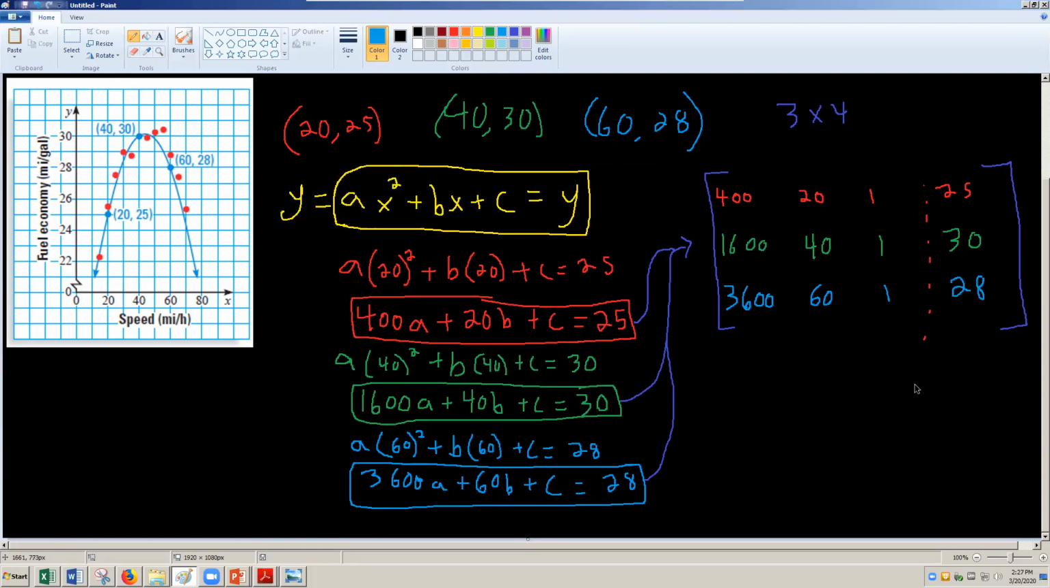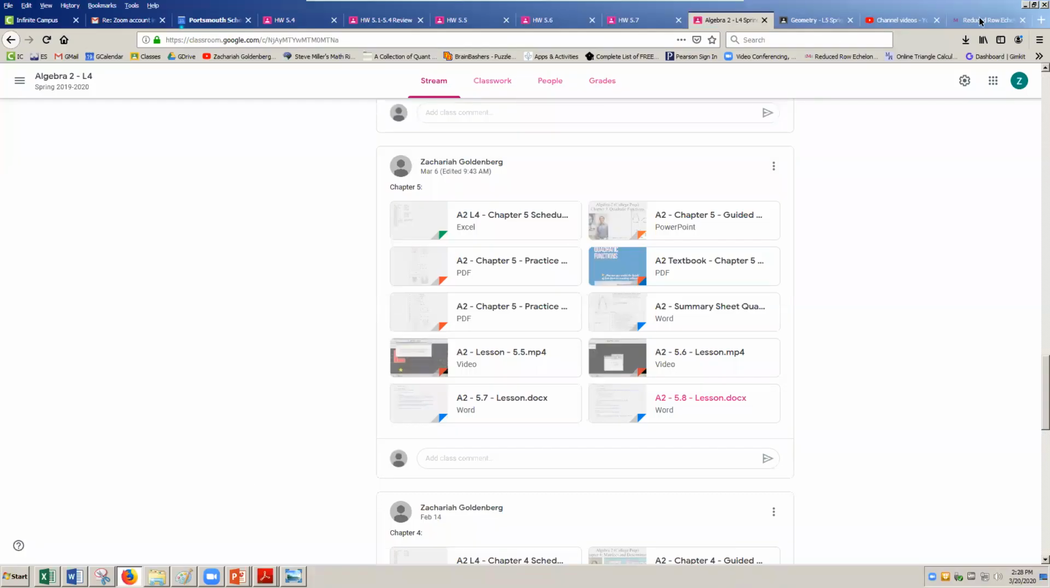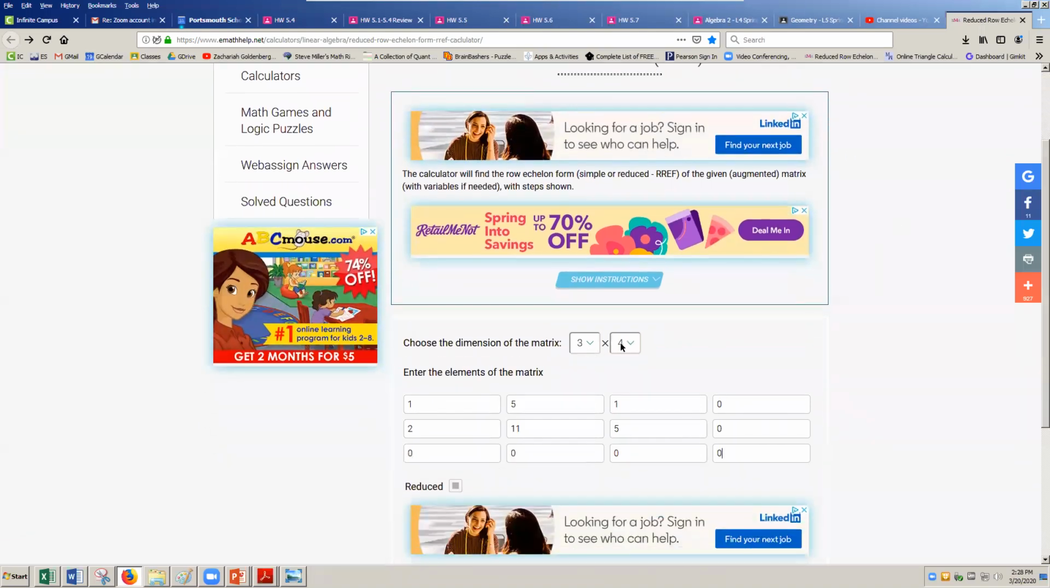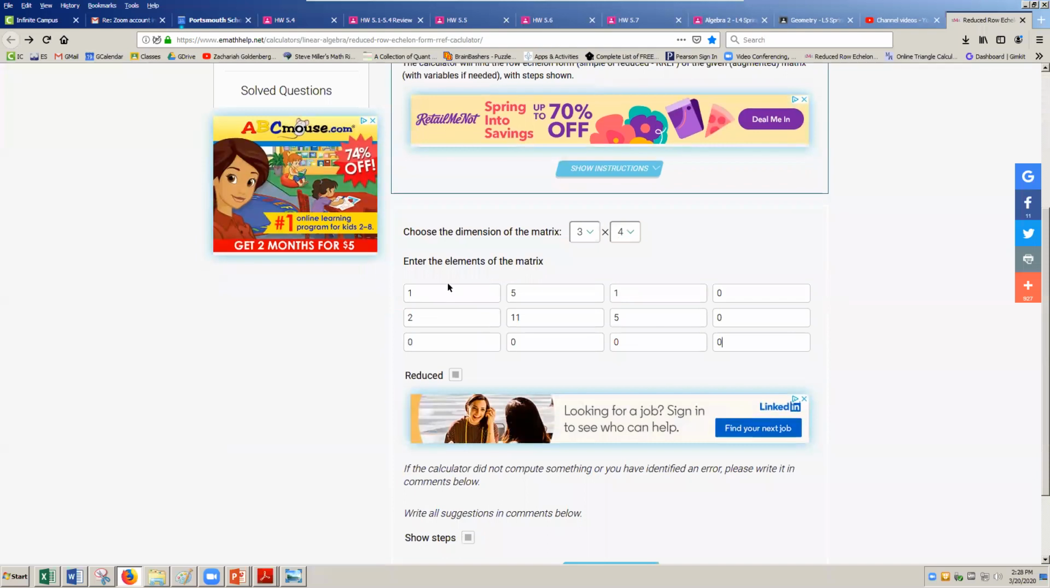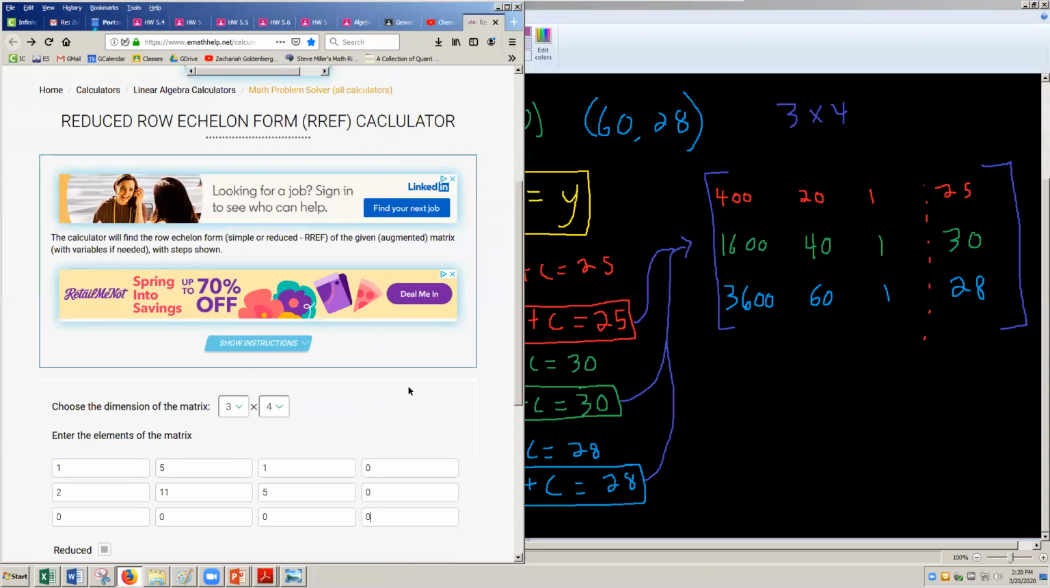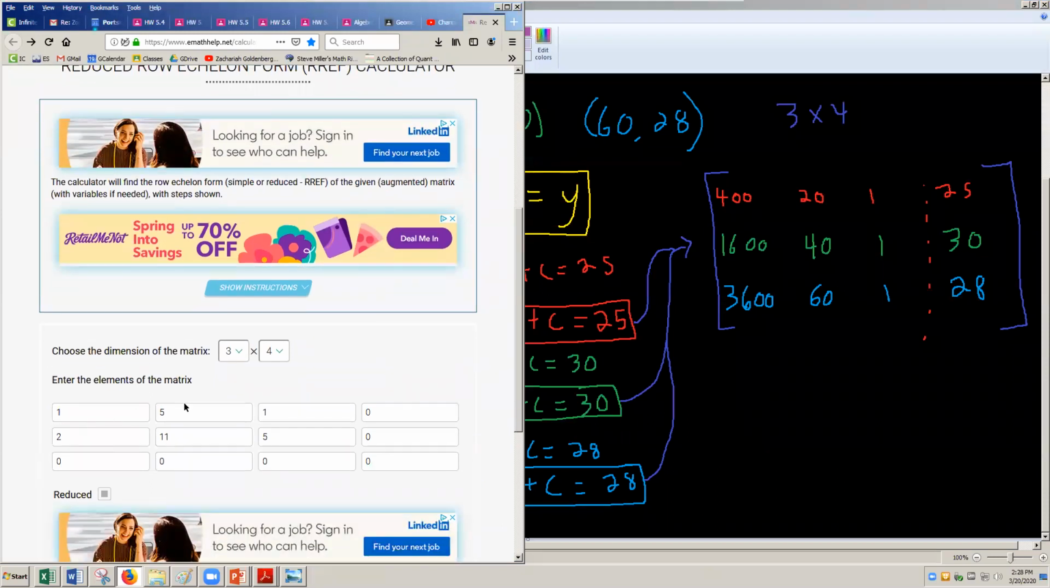And now I'm going to use either my TI-83/84 calculator, or if I don't have that, I'm going to go online instead. So here I'm going to go to this website, which I posted in the Google Classroom, and I'm saying this is a 3x4 matrix. I'm going to have to flip back and forth unless I can figure out a clever way to do this, which is sweet because we're wizards.